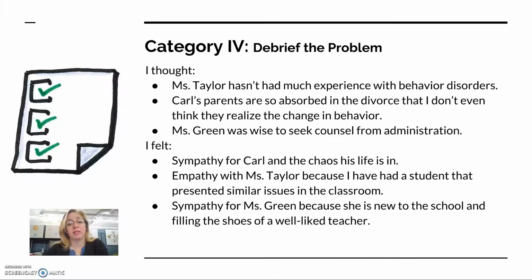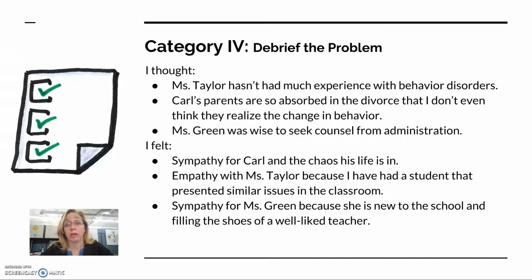So this case study was very interesting. Certainly it is not black and white. Very few things are in education. So a couple of things. I thought that when I first read it, Ms. Taylor probably doesn't have much experience with behavior disorders. Not a lot of teachers do, and you don't really feel the need until you encounter them. So I kind of felt like she probably hadn't encountered this before.